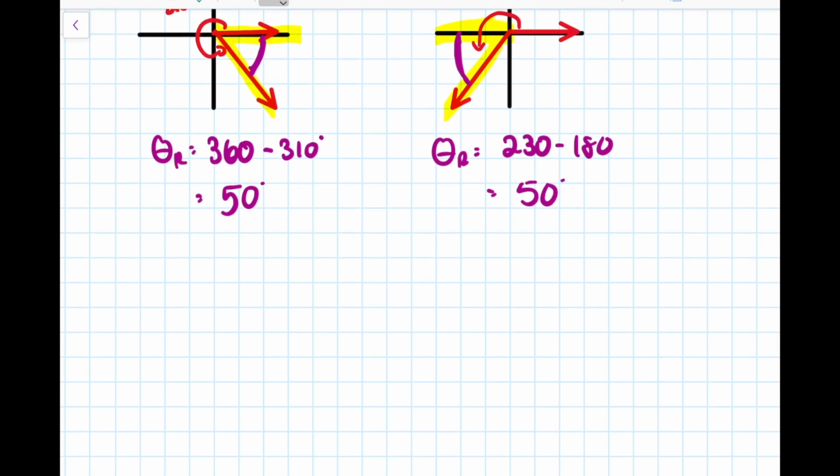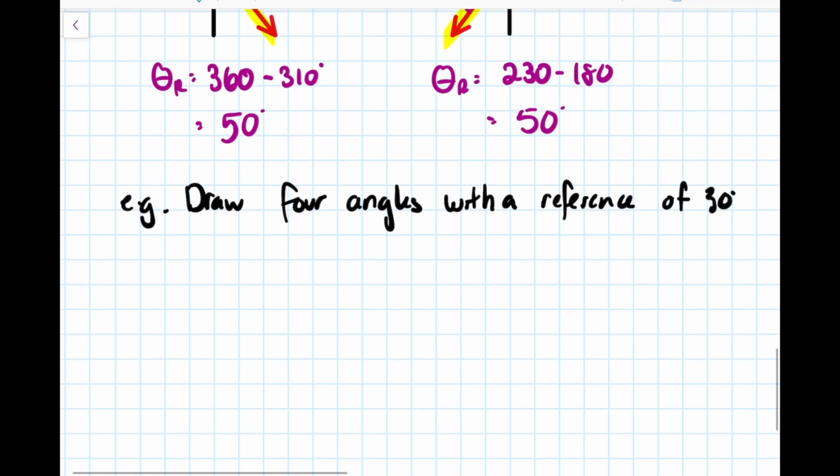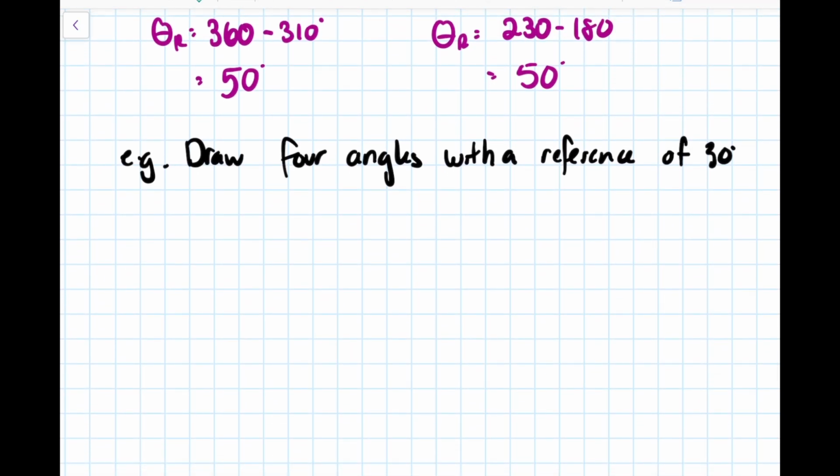All right, so let's see if you can go the other way. We're going to try to draw 4 angles that have the same reference angle. So 4 angles with a reference angle of 30 degrees. And so we're going to need a grid to work with here.